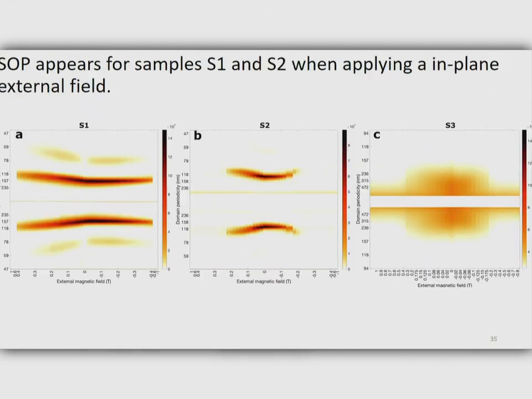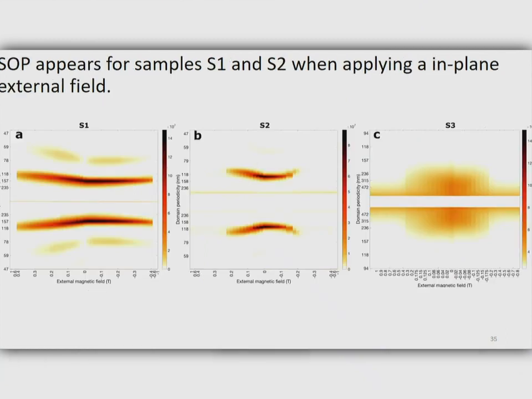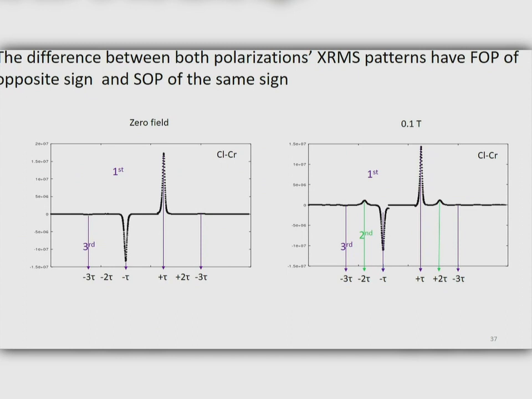Now, what I showed you here was the sum of these two, CL and CR. And now, as I told you, the difference shows you the magnetization information. For zero field, the peaks, the first order and the third order, which is very small there but you can still see it, have opposite signs. But when you apply the field, the sign of the second order peaks remains the same for all the fields.